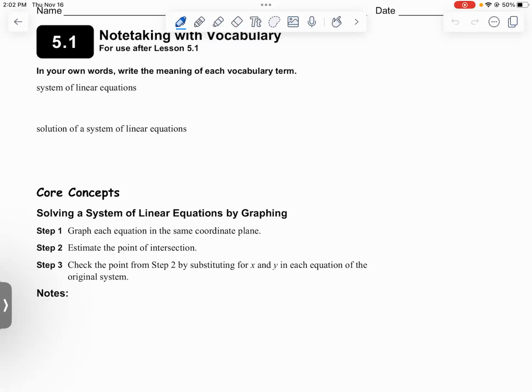In this chapter, we are going to first work with what's called a system of linear equations. And all that means is that we have a set of linear equations, aka we have some lines.